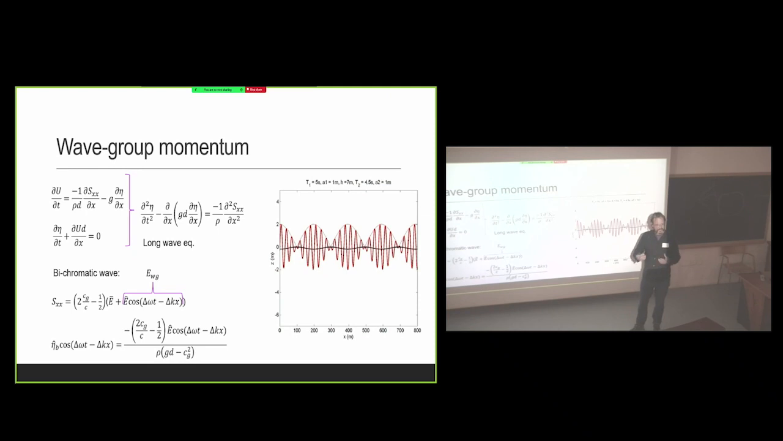So the way you can see it is that delta omega determines the duration of the wave group, and delta k determines the length of the wave group.